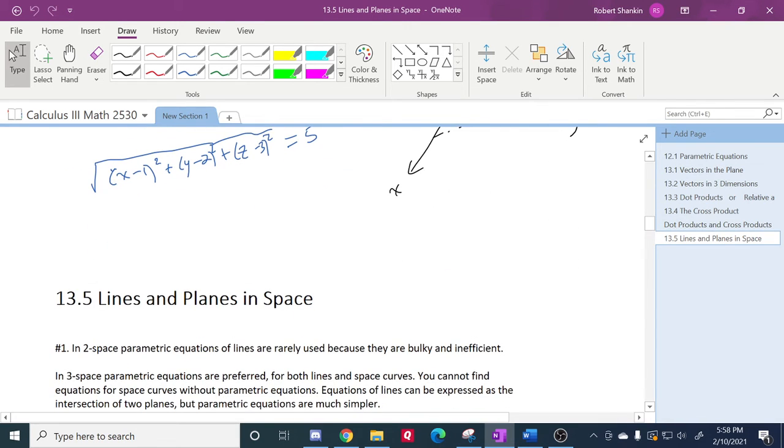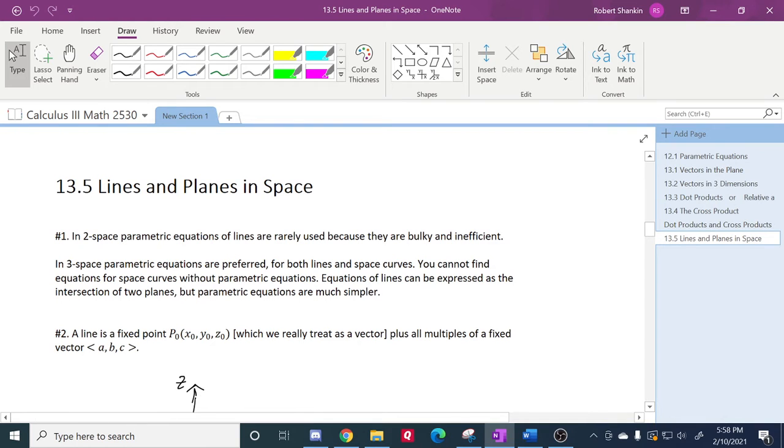All right. Lines and planes in space, 13.5. In 2 space, parametric equations of lines are rarely used because they're bulky and inefficient. That's why you were just taught these. It's the first section, 12.1, parametric equations of this class. In 3 space, parametric equations are preferred for both lines and space curves.